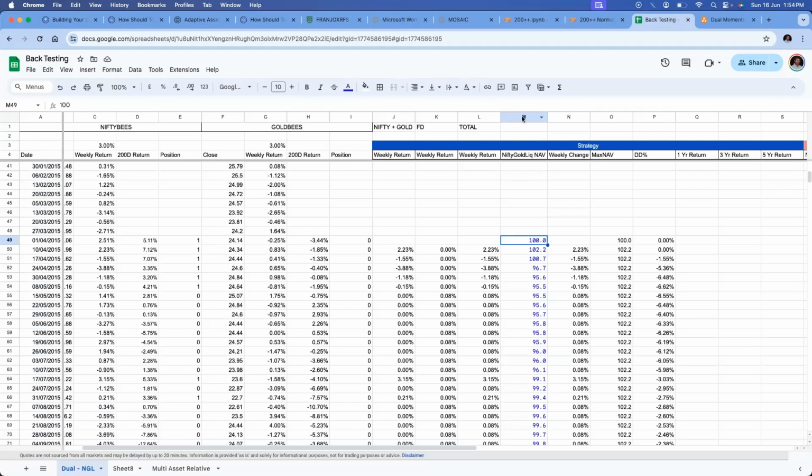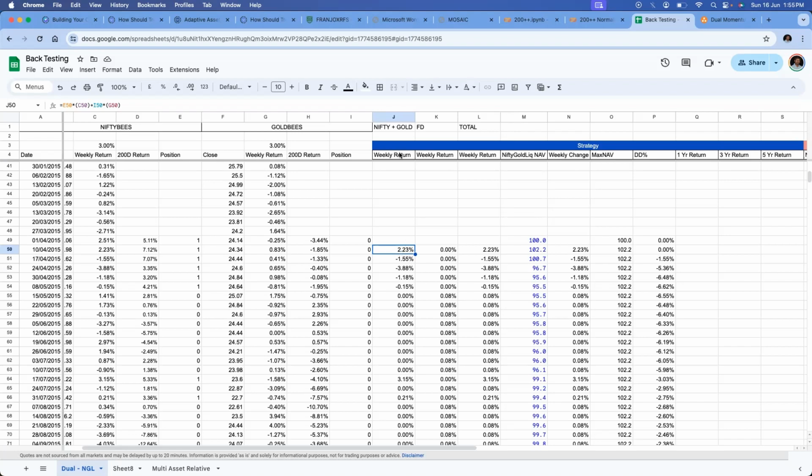Since these both are complementary, I'm going to calculate a weekly return of Nifty plus gold, which is nothing but equal to the sum product of the position of gold multiplied by the weekly return of gold, plus the position of Nifty multiplied by the weekly return of Nifty. Since either of it is always a 0, we'll always get a weekly return of the position where either Nifty is available or gold is available.